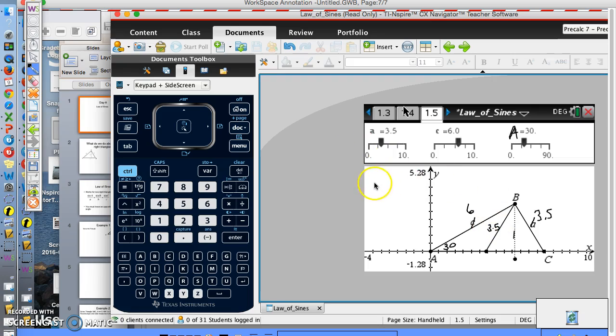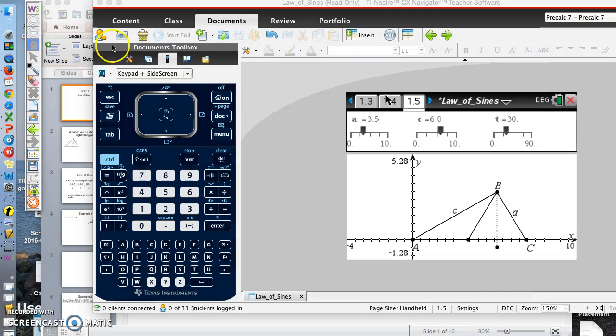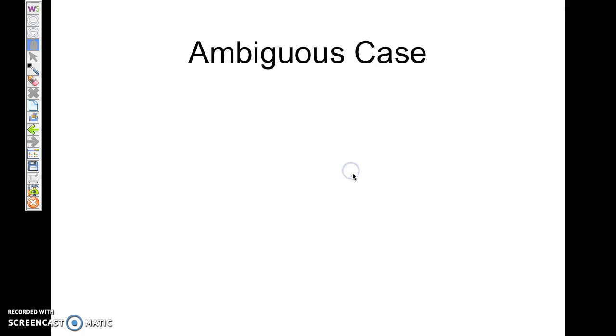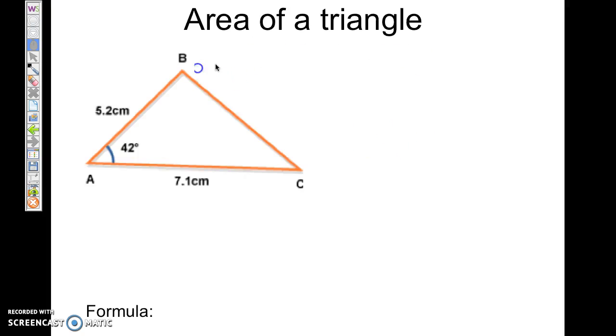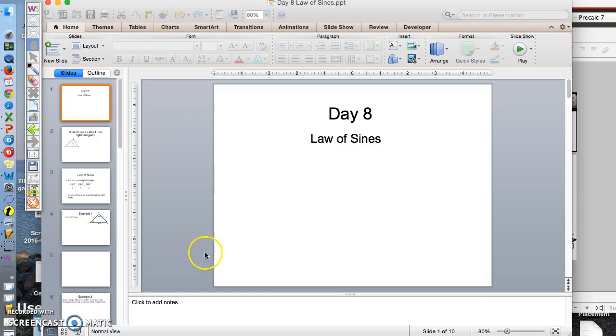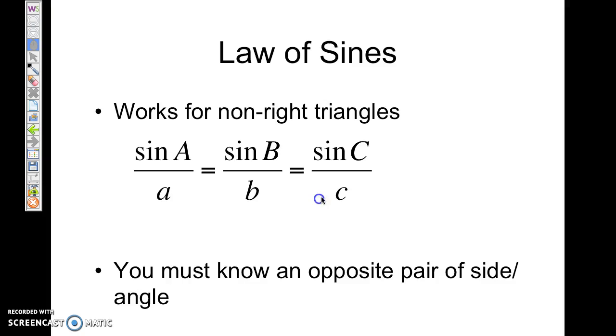So if we were to set this up, we would say the sine of 30 over 3.5 equals, well, we don't know what C is, the sine of C over 6. But the only problem is C could either be this angle or this angle. And this is what's called the ambiguous case. And we're not going to get into how you know it's ambiguous. It has two possibilities. The ones we're going to look at will only have one, but I just wanted you to be aware that every once in a while there may be more than one case.